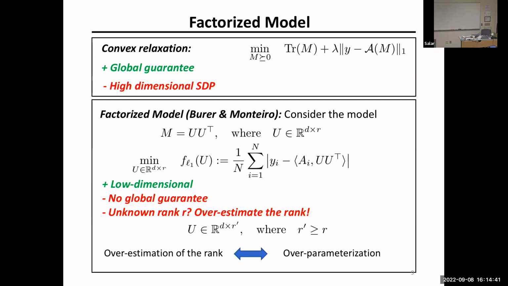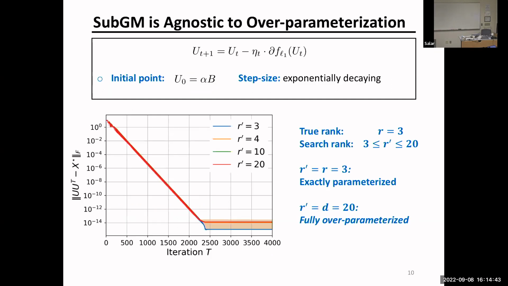Now, before talking about the theoretical results, I'm going to show you some simulations. Specifically, I'm going to show you the performance of the simple subgradient method on that factorized model. Here we run the subgradient method with an initial point that is alpha times B, where alpha is an initialization scale and B is an orthonormal matrix. And for the step size, we assume that it's exponentially decaying.